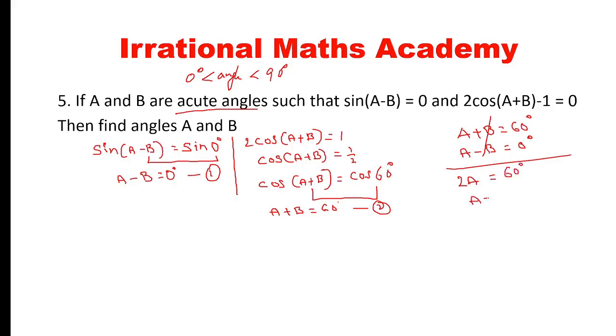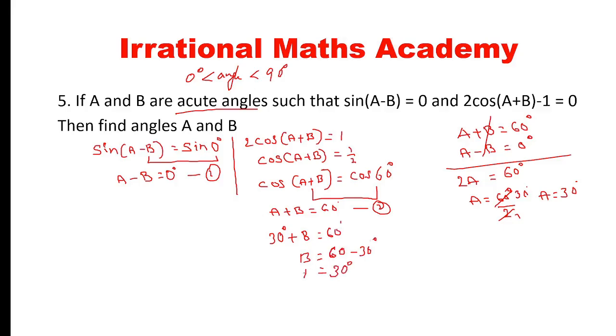Now 2A equals 60 degrees. I want the A value, so divide by 2: 2 ones are 2, 2 thirties are 60. A is 30 degrees. If you observe, A plus B equals 60, so we can substitute the A value I got: 30 degrees plus B equals 60. B equals 60 minus 30. What will I get here? 30 degrees.